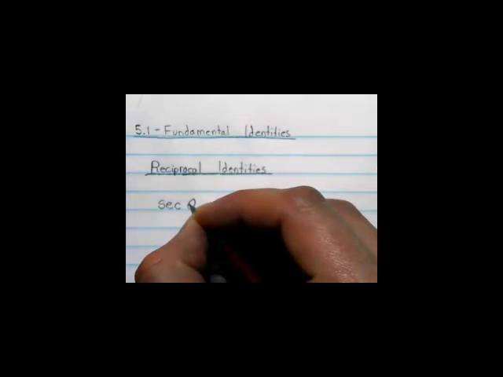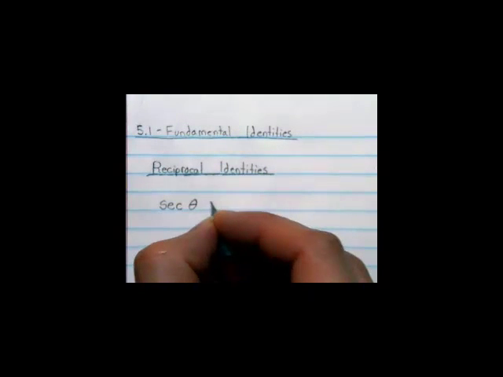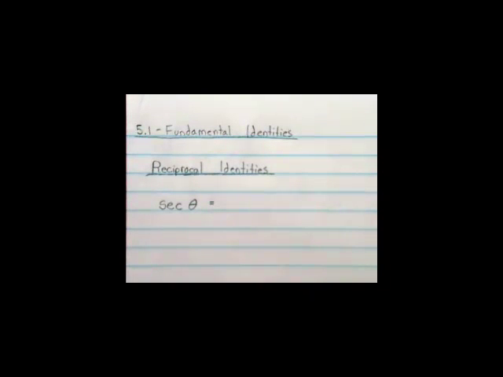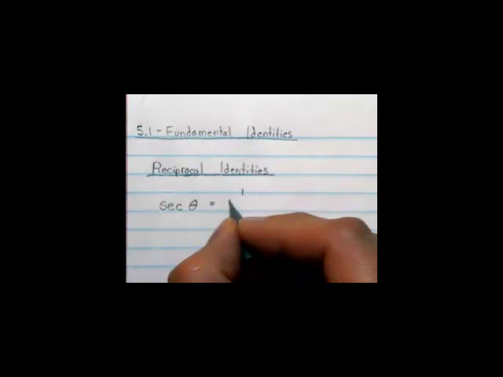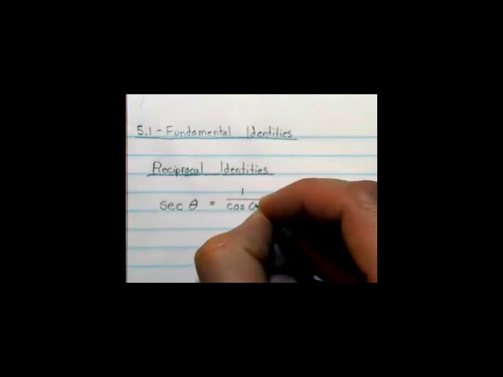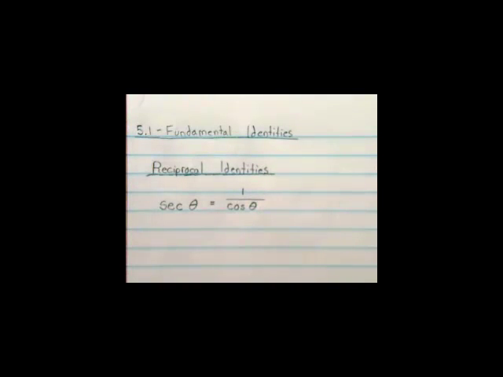I'm going to start using a different variable here too. Anybody know what that variable is? What's it called? Theta? Yeah, okay. So we're going to use theta a little more exclusively here with the trigonometry stuff because theta usually refers to an angle. So secant of theta, what did we say secant was equal to? 1 over cosine, okay? So this is one of your reciprocal identities because secant is the reciprocal of cosine, right? You take cosine and you flip it, and that's a secant, okay? So that's one of them.